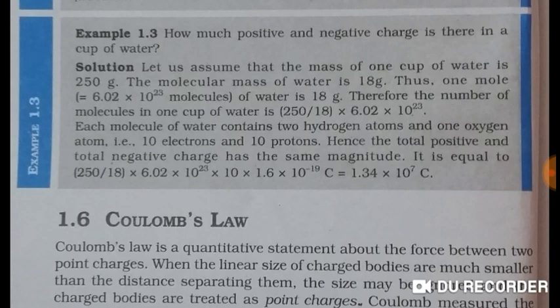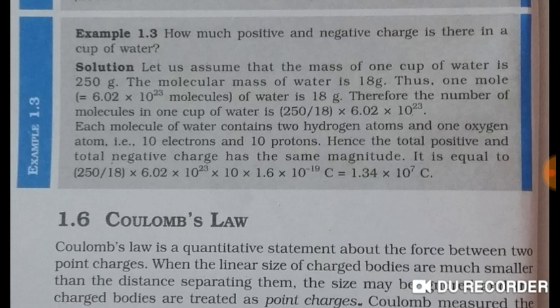Example 1.3. How much positive and negative charge is there in a cup of water? Solution. Let us assume that the mass of 1 cup of water is 250 gram. The molecular mass of water is 18 gram. Thus 1 mole, which is 6.02 × 10^23 molecules of water, is 18 gram. Therefore, the number of molecules in 1 cup of water is 250/18 × 6.02 × 10^23.